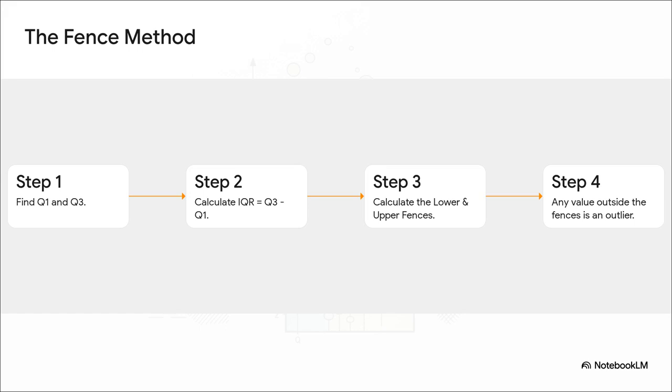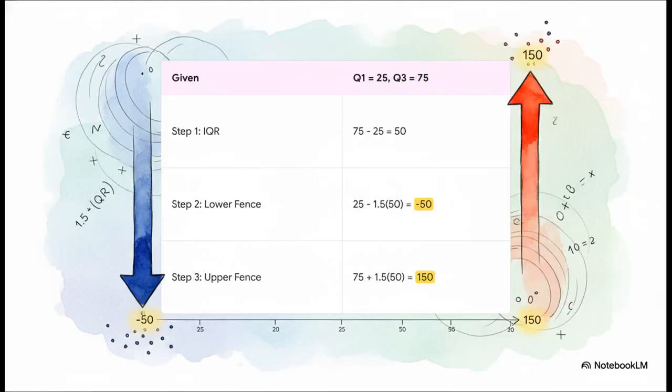So to find outliers, we have a clear formal procedure. It's known as the 1.5 times IQR rule. It's a really simple 4-step process. First, you find your quartiles and calculate that IQR. Then you use the IQR to build these imaginary fences around your data, which defines what we consider the normal range. Let's see it in action.